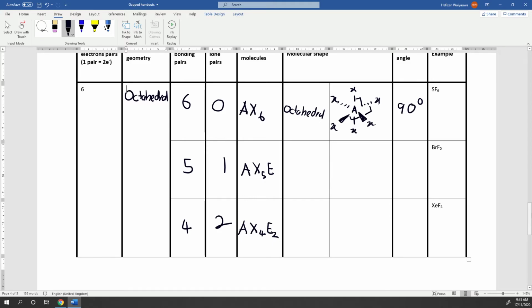Okay, and then now instead of all of these being bonding, one of the bonding kita nak tukar dia jadi lone pairs. So you can pilih mana-mana. So most of the buku kita buat dekat bawah dulu sebab is easier representation.